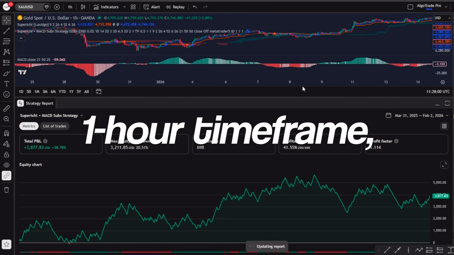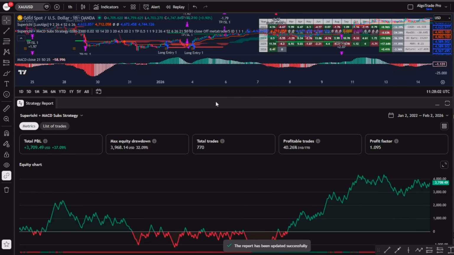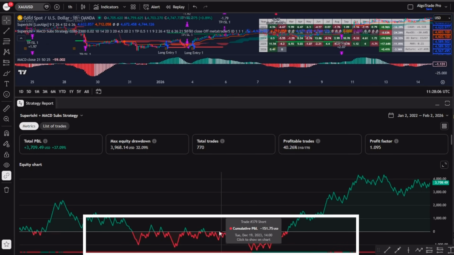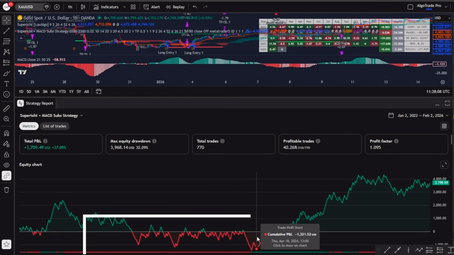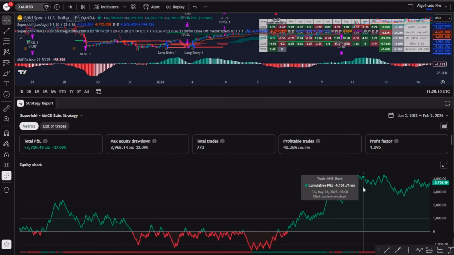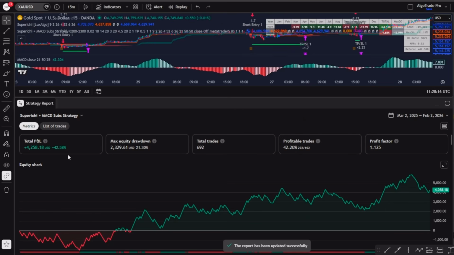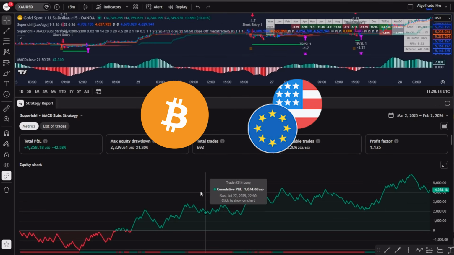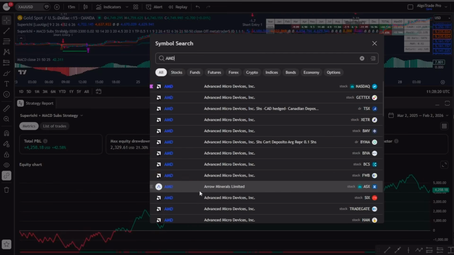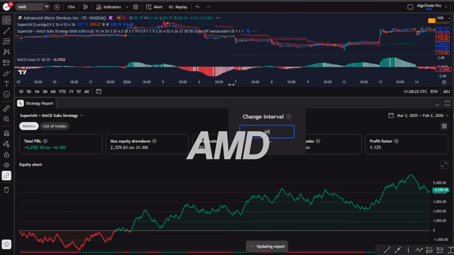On the 1-hour time frame, the strategy stays aligned with a broader market trend. We can see a long flat period where price moves sideways, and then once the trend resumes, the equity curve starts moving higher again. On the 15-minute chart, the results remain positive, similar to Bitcoin and EURUSD. And now let's finish with one stock, AMD.